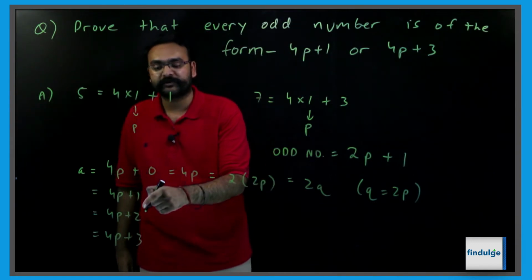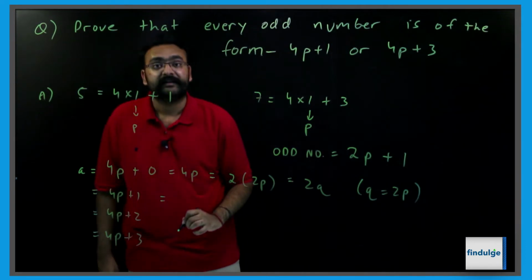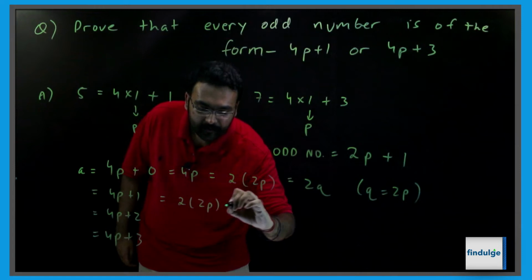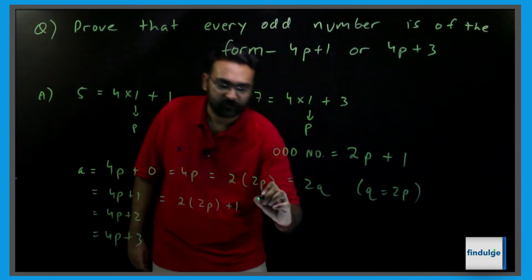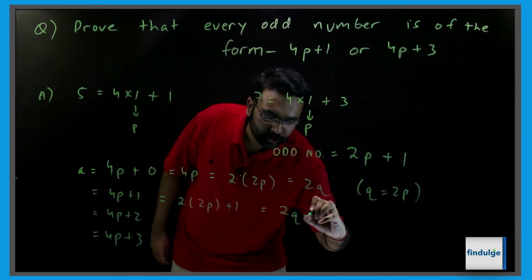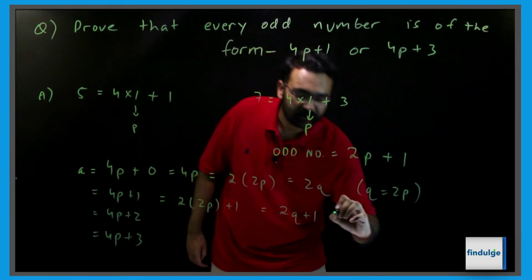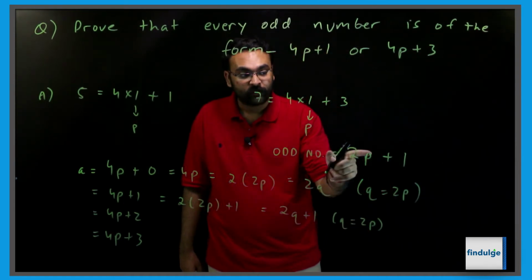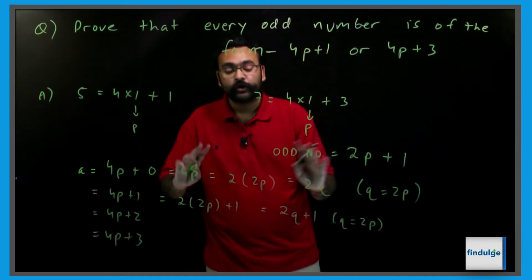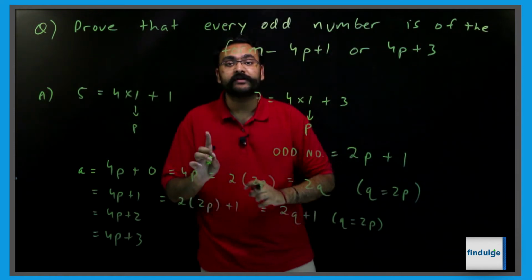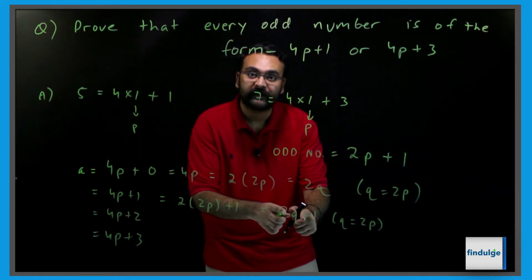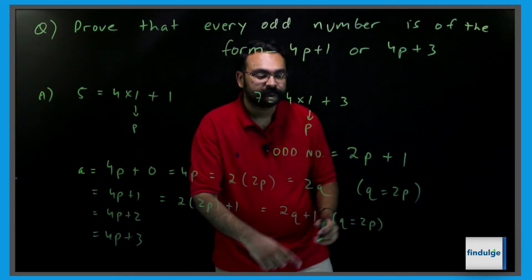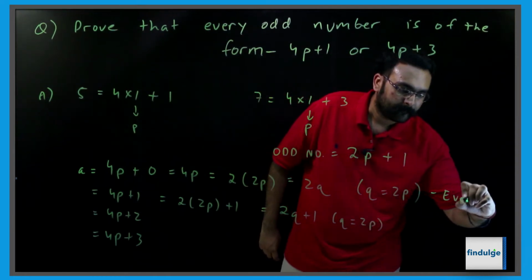Now let's check 4p plus 1. Again, this can be written as 2 into 2p plus 1, which is equal to 2q plus 1. Here, q is equal to 2p. Now, 2p plus 1, 2q plus 1. Don't focus on the variable. Focus on the fact that it's 2 multiplied by an integer plus 1. So, odd number. This is even, this is odd.